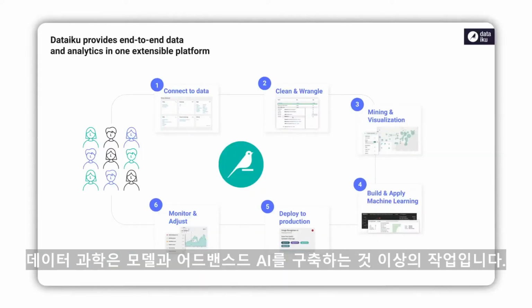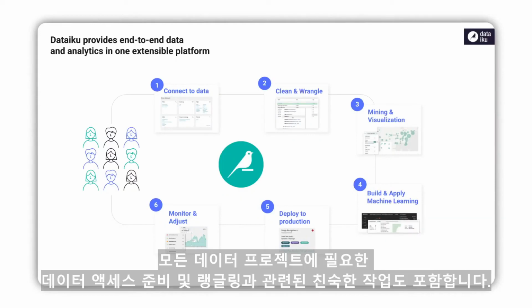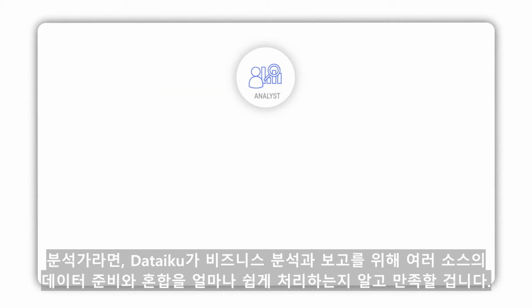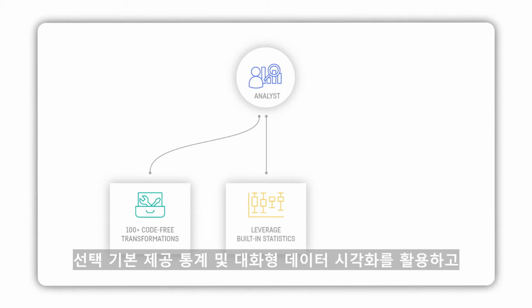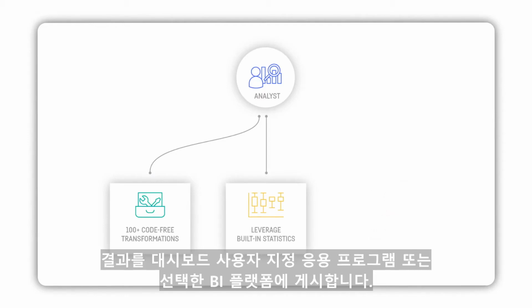Data science is more than just building models and advanced AI. It also includes the familiar tasks around data access, preparation, and wrangling that are required for any data project. If you're an analyst, you'll love how easy it is in Dataiku to explore, prepare, and blend data from multiple sources for business analysis and reporting. Choose from more than 100 code-free transformations, leverage built-in statistics and interactive data visualization, and publish results to dashboards, custom applications, or the BI platform of your choice.